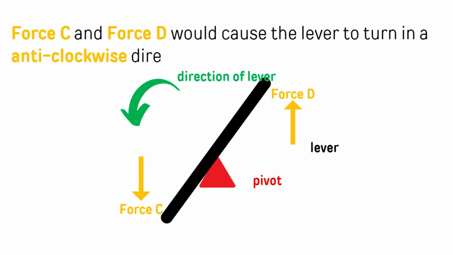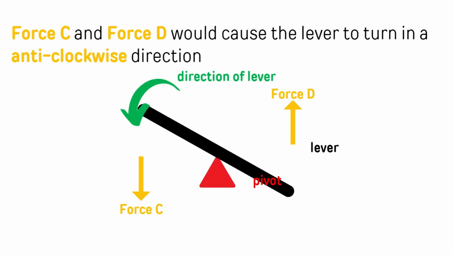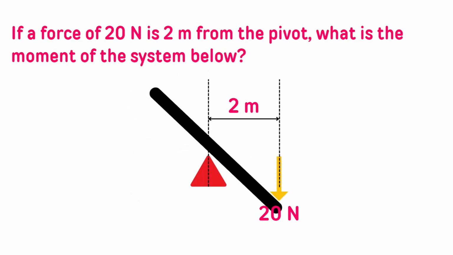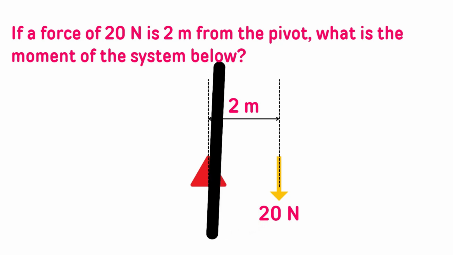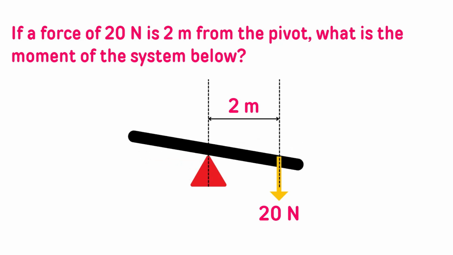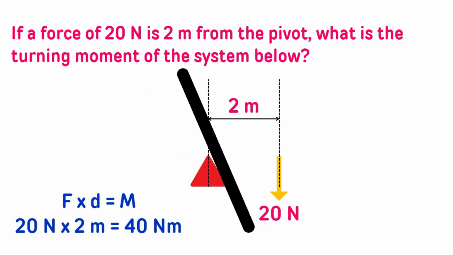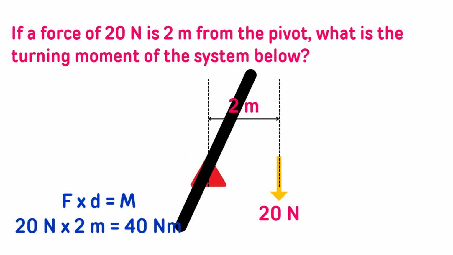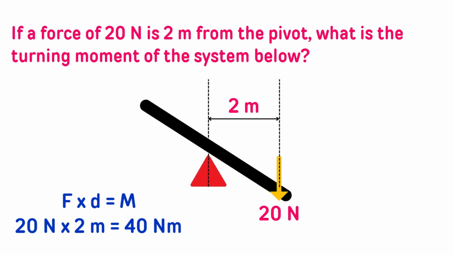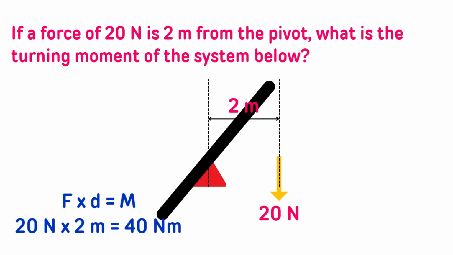Applying force C and force D will cause the lever to turn in an anti-clockwise direction. If a force of 20 newtons is 2 meters from the pivot, what is the moment of the system below? It will be force times the distance, the force being 20 newtons, times the 2 meters, which is the distance away from the pivot, to give you 40 Newton meters. That's the moment of the force of this system.